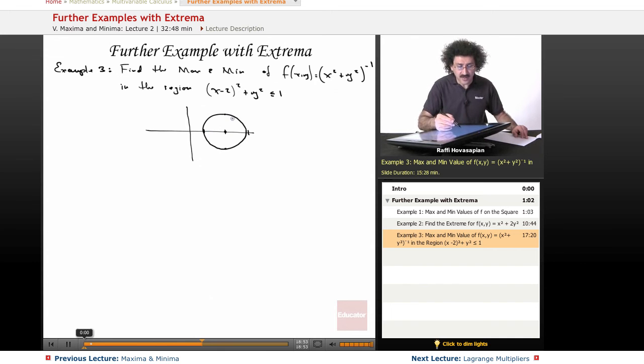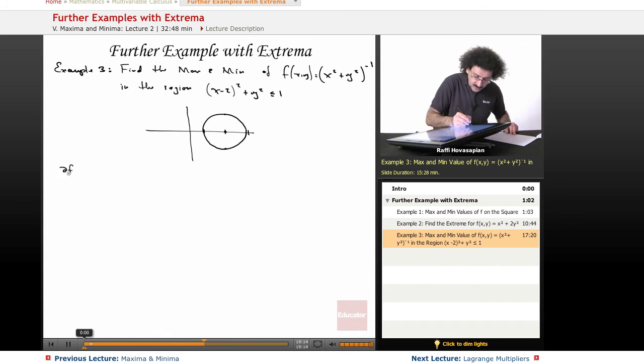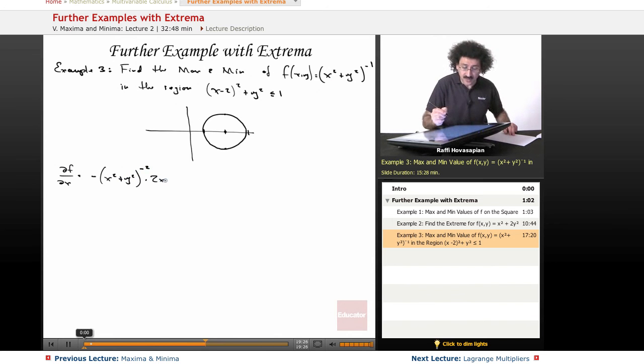So what we're saying here is on this region, all the interior points, including the boundary points, what is the maximum value that this function attains, and what is the minimum value that that function attains? Okay, that's all we're doing here. Well, let's just start and see where we go. So let's go ahead and take the df dx. So when we take the first partial derivative, this is going to equal negative x squared plus y squared to the minus 2 power times the derivative of what's inside, which is 2x.